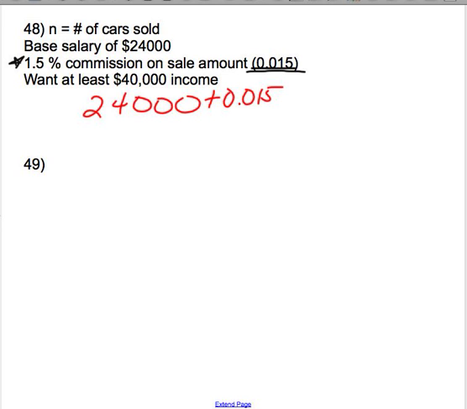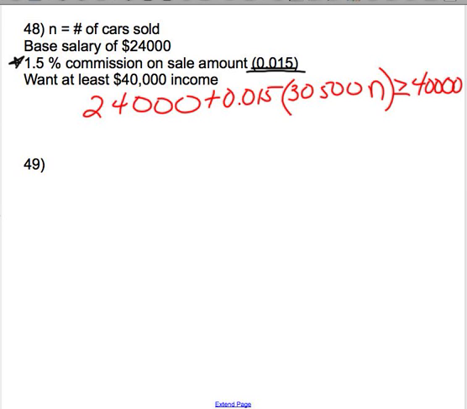Now they tell you the average car price, and I didn't write this down, I should have. The average car price that she sells is $30,500. We don't know how many cars of those she sold. That we want to be at least, so greater than or equal to, $40,000. So now in red I have an equation, or inequality, that I could solve to figure out how many cars she has to sell, which is exactly what they want you to do with 49.